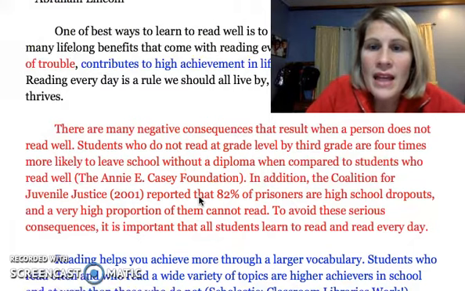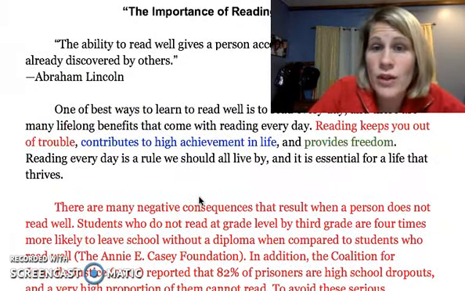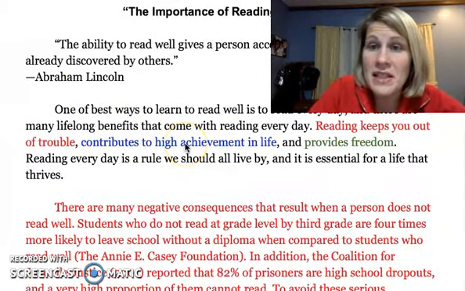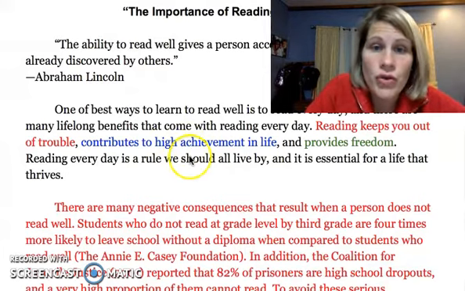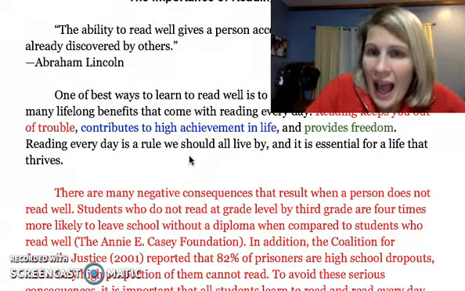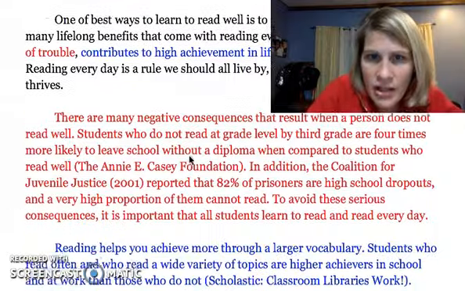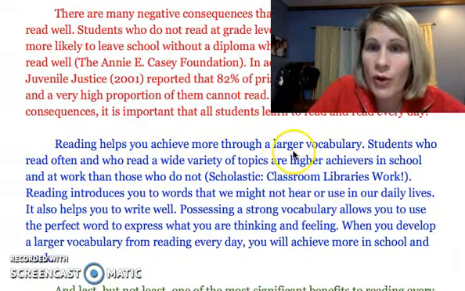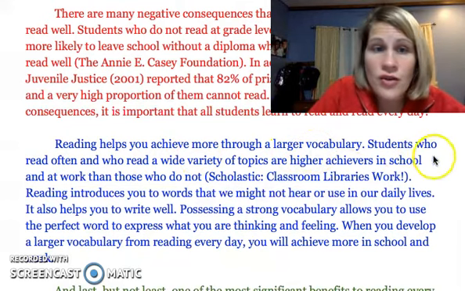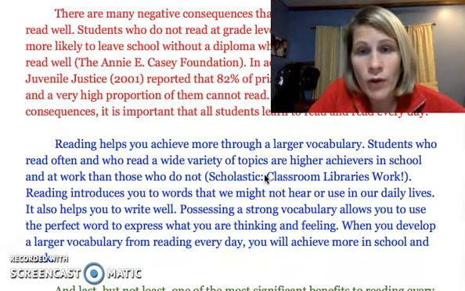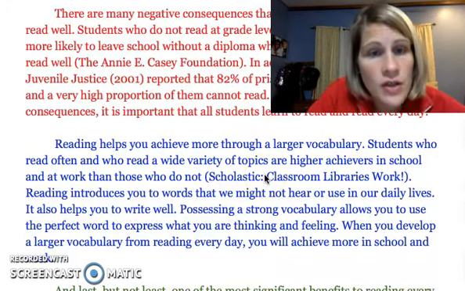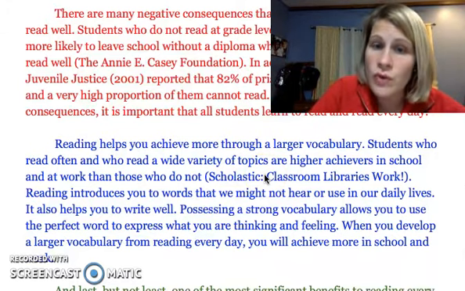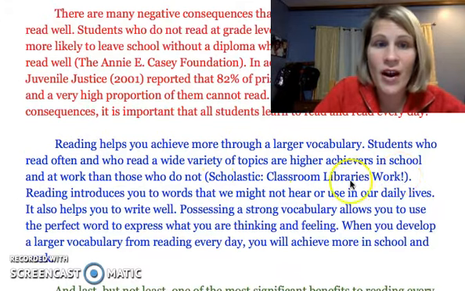This body paragraph also has a little bit of an introduction and conclusion on what the paragraph is going to be about. Now my second body paragraph is going to do the same thing for my second topic, which is contributes to high achievement. How does reading every day contribute to high achievement? Well, reading helps you achieve more through a larger vocabulary. Students who read often and who read a wide variety of topics are higher achievers in school and at work than those who do not. And then it tells you where it's from.